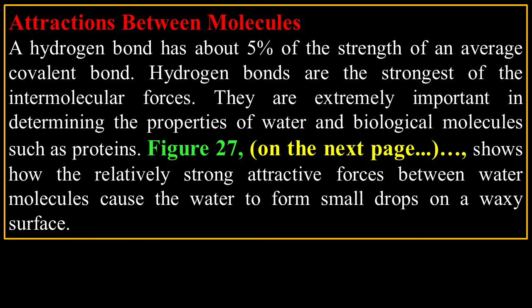A hydrogen bond has about 5% of the strength of an average covalent bond. Hydrogen bonds are the strongest of the intermolecular forces. In other words, those what we might call physical bonds. They are extremely important in determining the properties of water and biological molecules such as proteins. Figure 27 on the next page shows how the relatively strong attractive forces between water molecules cause the water to form small droplets on a waxy surface.